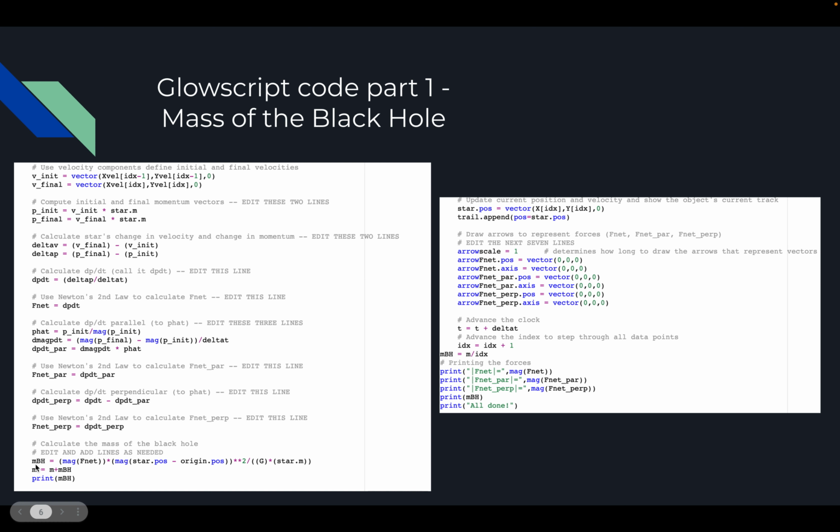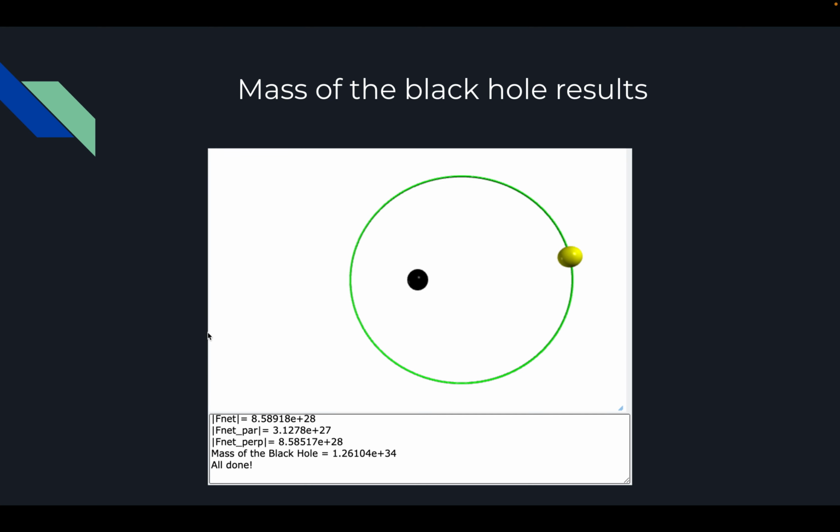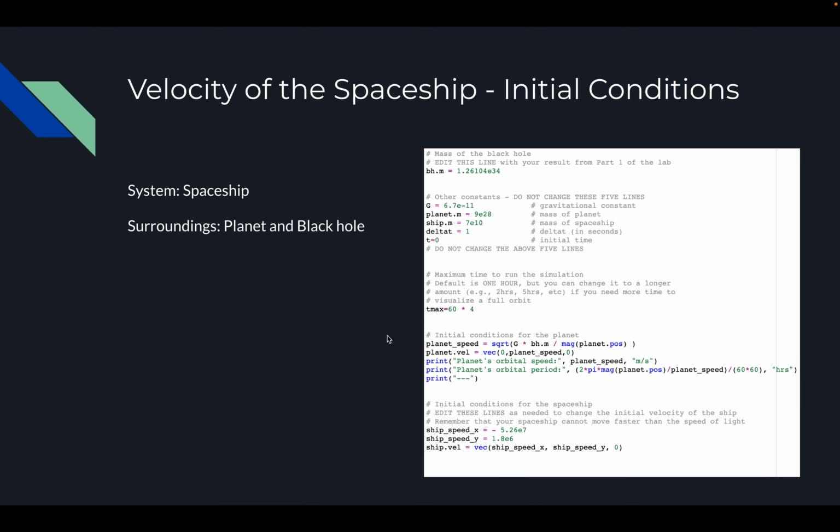And one thing in my code that I did include was that I have a running total of the mass, and then over here I divide that running total by how many times the loop ran to get my average mass. And continuing forward, you can see that my results, F_net equals this number, F_net parallel and F_net perpendicular add up to equal that. And the mass of the black hole, as shown through the code previously, is 1.26104 times 10 to the 34. And as you can see, my planet made one full orbit.